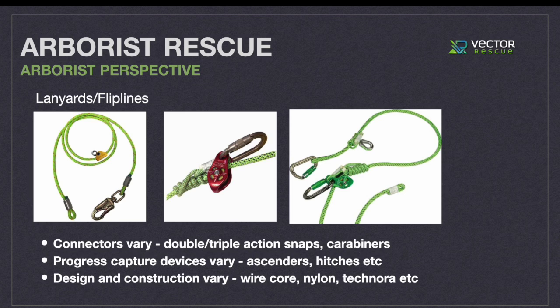Lanyards and flip lines, again, Baskin-Robbins, 31 flavors. There are all kinds of different lanyards, a lot of hitch-based lanyards that offer multiple adjustment points with pulleys, VT hitches, mechanical devices. They have all different types of connectors, double and triple action, regular carabiners, snap hooks. They have wire core, nylon, Technora. It's really a full gamut of stuff. Again, just being able to identify if their lanyard is on or not and how to disconnect it when it's time is the most important part.